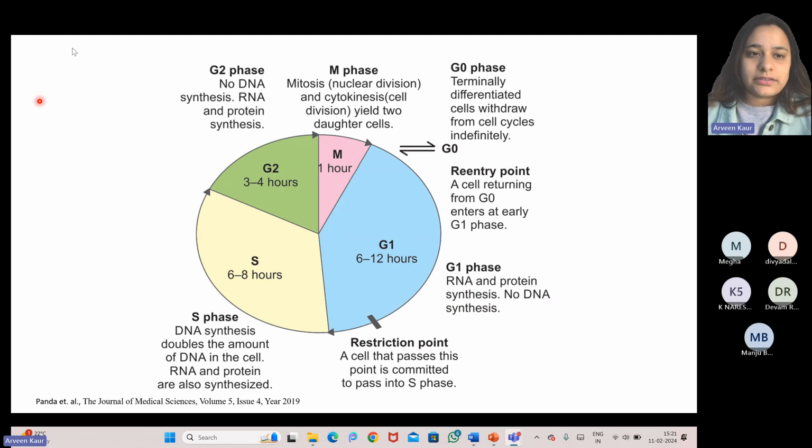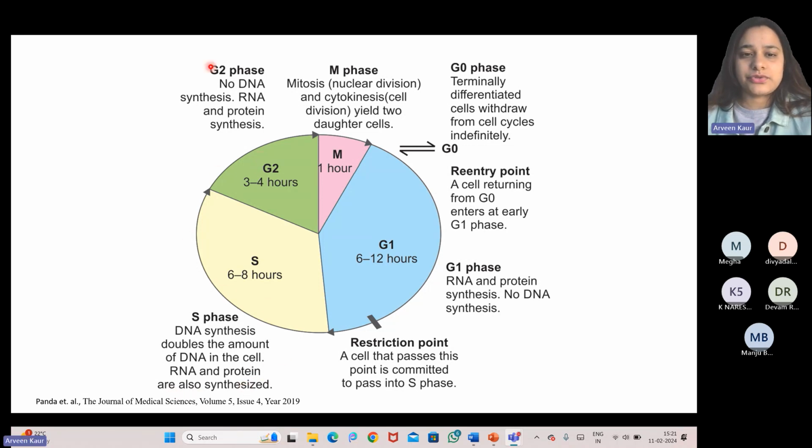Okay, so I have kept another representation or illustration of the same thing, wherein the timelines of some of these cell cycle phases are also defined, right? G1 being the largest phase, it is a phase where RNA and protein synthesis occurs, but no DNA synthesis happens. Towards the end of G1, there is a restriction point wherein a cell that passes this point is committed to pass into the S phase, or the synthesis phase, right? Once the synthesis phase is occurring, DNA synthesis doubles the amount of DNA in the cell, and RNA and proteins are also synthesized during this phase.